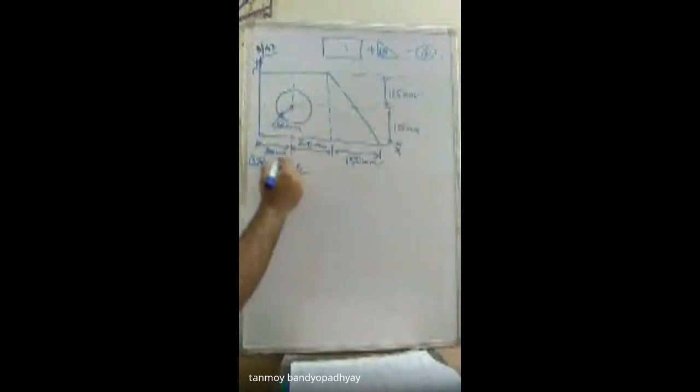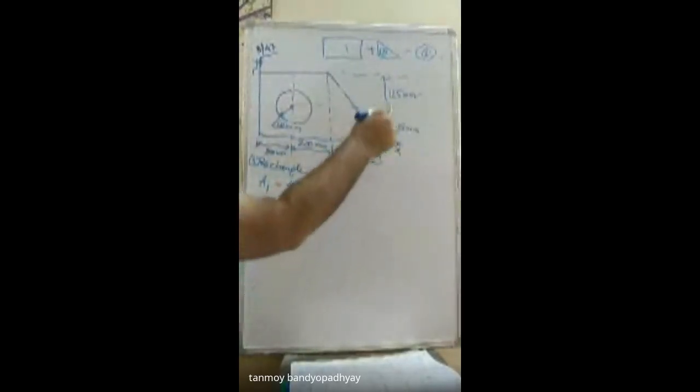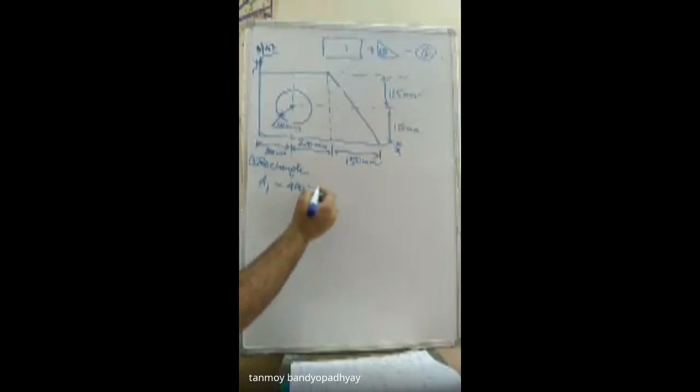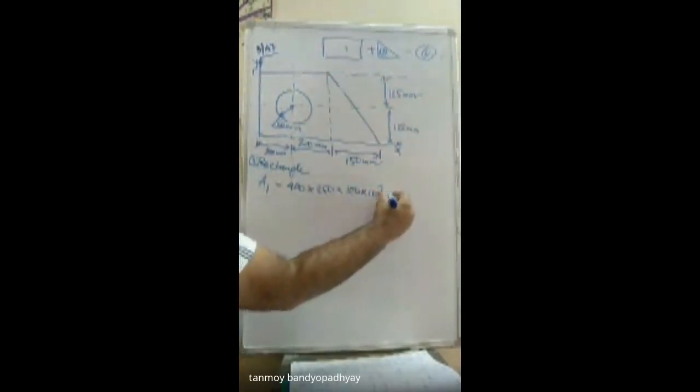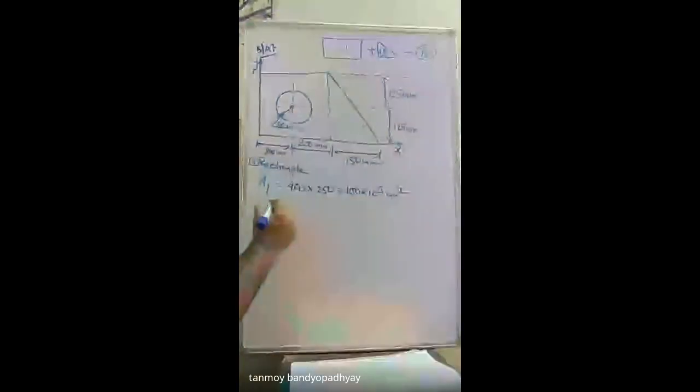So breadth is 400. Let's keep it in millimeter itself. So it's 400 into 125 plus 125, which is 250, I think. So it should be 100 into 10 cube millimeter square.